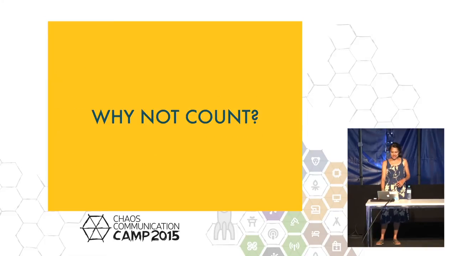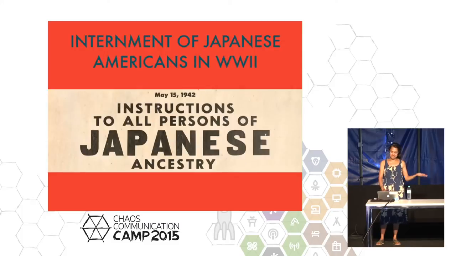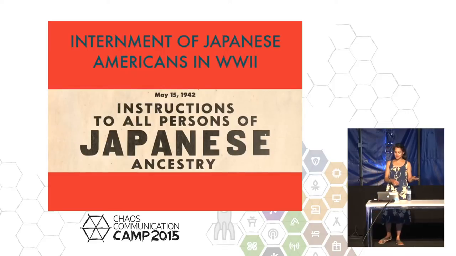But then the other side of it, why not count? This is an example from World War II. It was quite recently revealed, after decades of denial, that during World War II, the US Census Bureau provided the Secret Service with data from the 1940 census so that they could identify people of Japanese ancestry. And in their words, to assist in the roundup of Japanese Americans for imprisonment in internment camps in California and six other states during the Second World War.